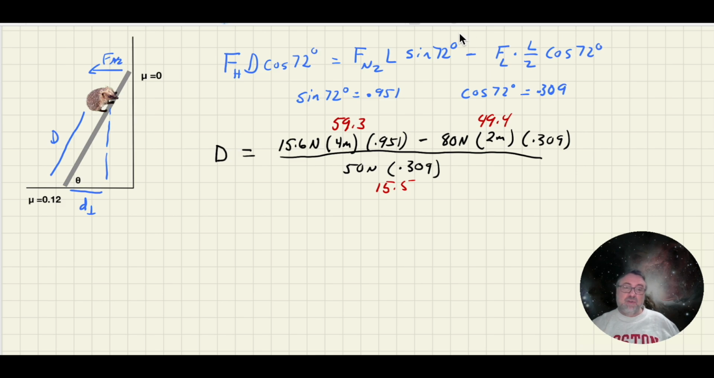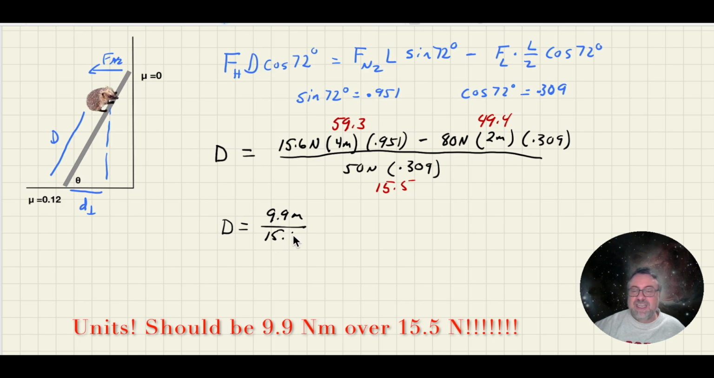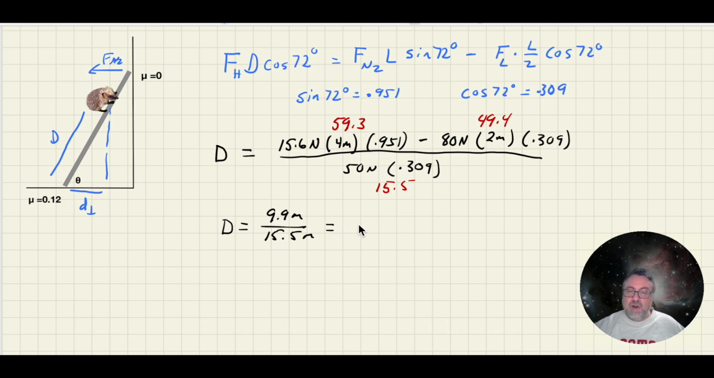So Harry's not going to have to worry here. This distance D is going to be... actually, he does have to worry. So I have 59.3 minus 49.4. That's 9.9. So I have 9.9 divided by 15.5. That is 0.64 meters, thereabouts.